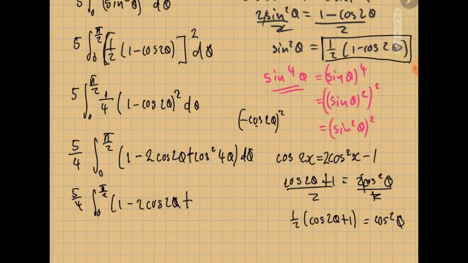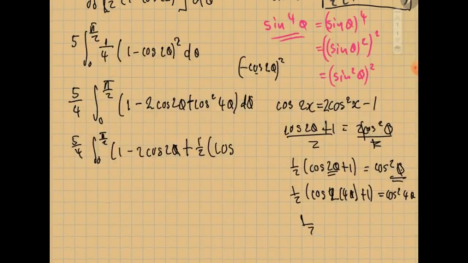Cos squared theta is half, so it's plus half multiplying cos, because when it was cos theta, we got 2 theta here. But now it's cos squared 4 theta. So wherever there's theta, we are putting a 4 theta. So it's going to be half cos 2 times 4 theta, then plus 1. And this is equal to cos squared 4 theta. So it becomes half of cos 8 theta plus 1 is equal to cos squared 4 theta.